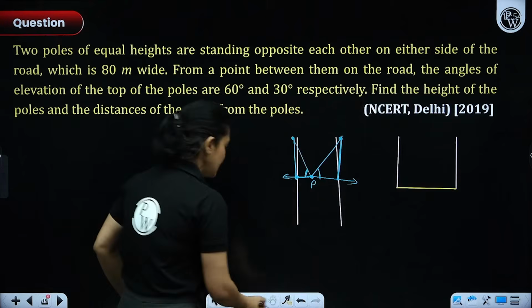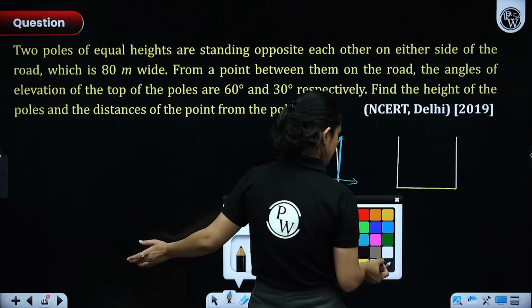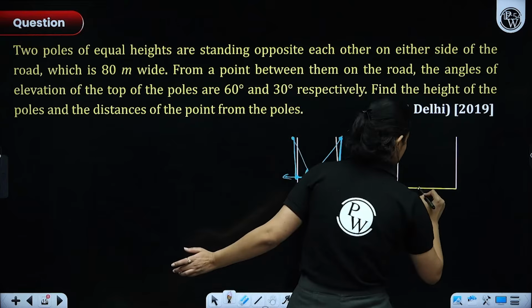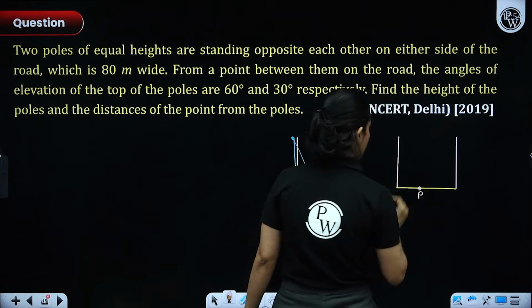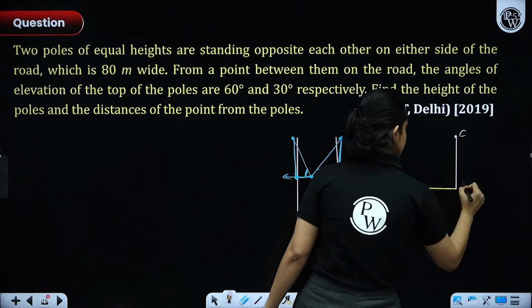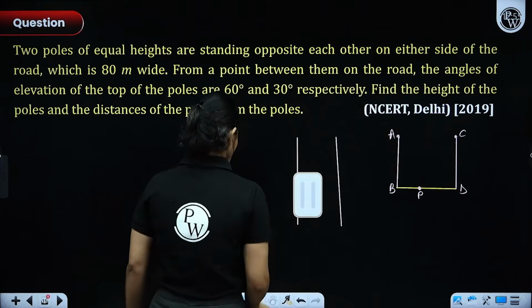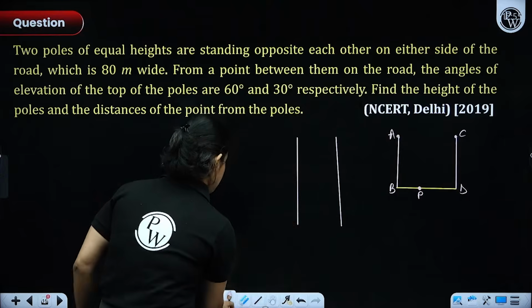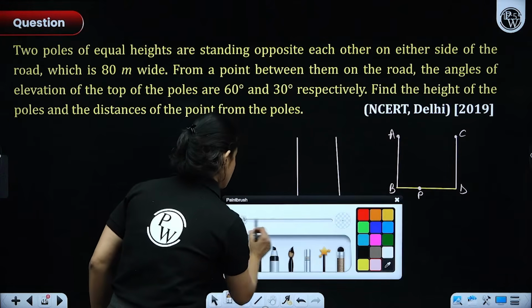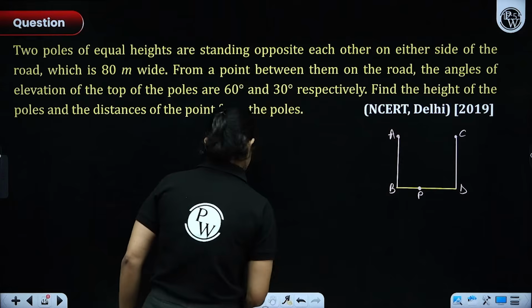Now, between the two poles, they have taken a point. So let's just take a point here. This is the point, point P. Now, I am taking my poles to be AB and CD respectively, so that my entire thing becomes clear to me. Wait a minute, guys. Give me a moment. Okay.